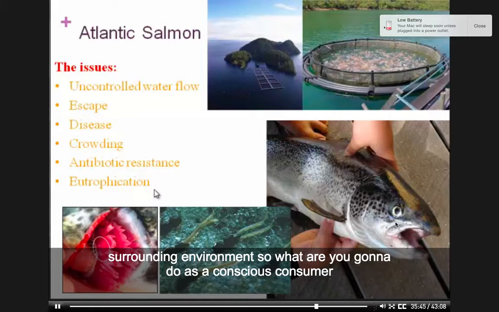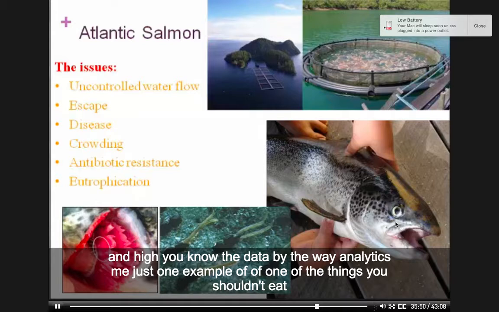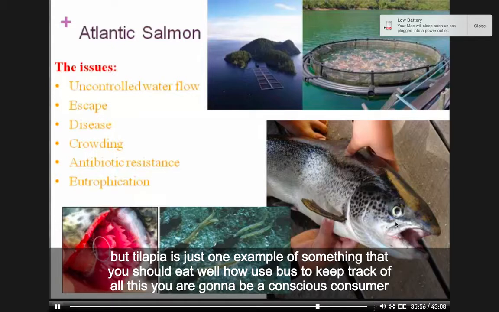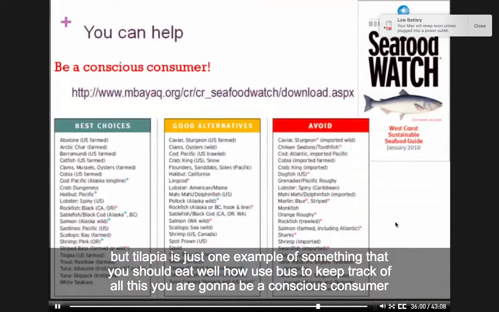So what are you going to do as a conscious consumer? How do you know? And by the way, Atlantic salmon is just one example of something you shouldn't eat, just as tilapia is one example of something that you should eat. Well, how are you supposed to keep track of all of this? You are going to be a conscious consumer. That's what you're going to do.